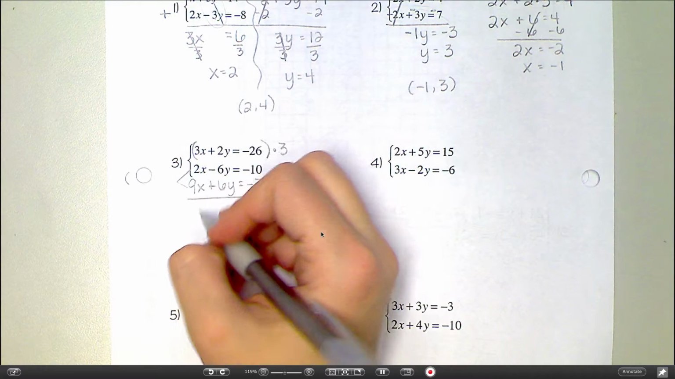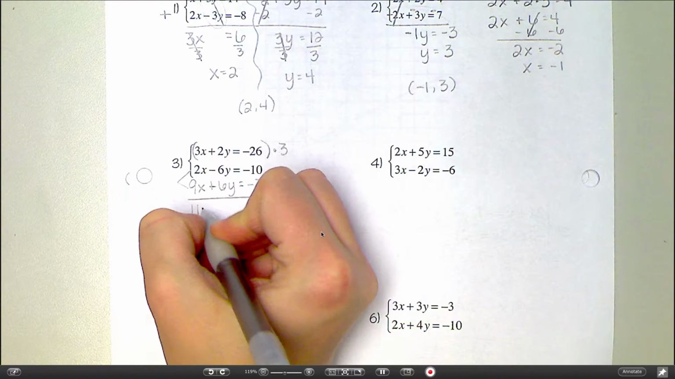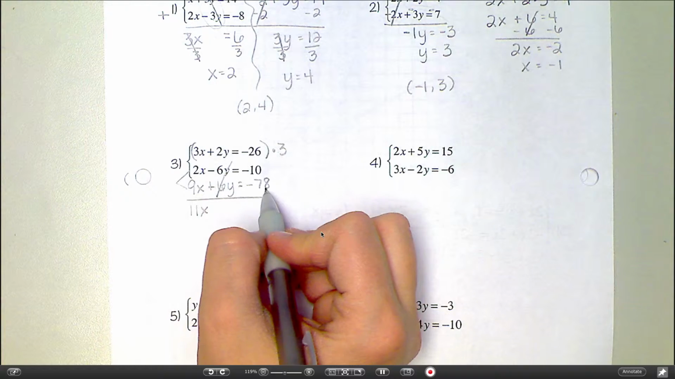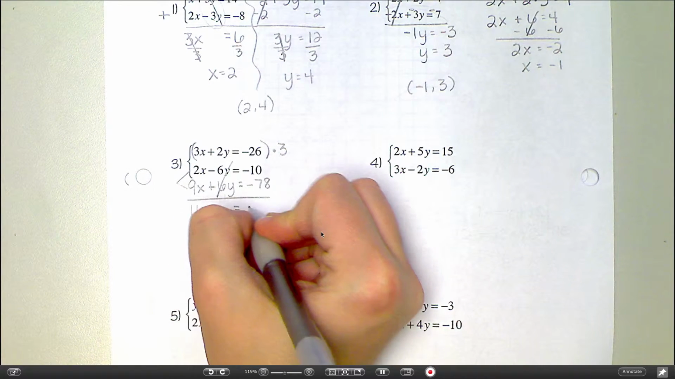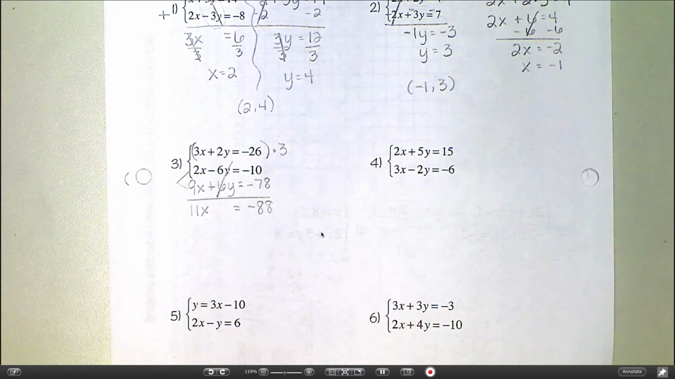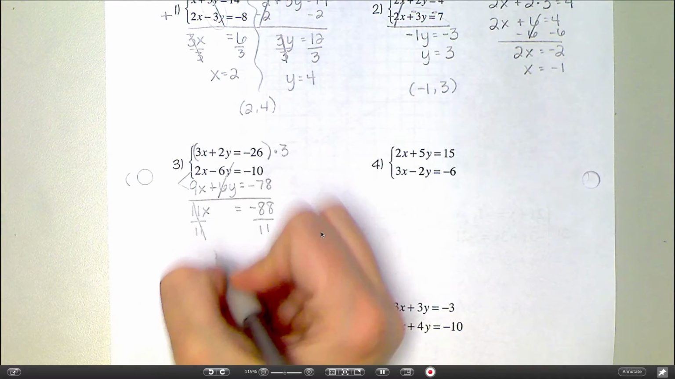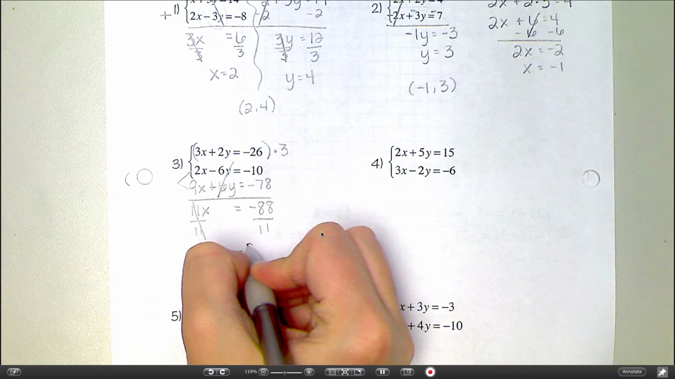Now I'm going to add together my two bottom equations. So I have 11x. Here I have something that cancels out. And negative 10 plus negative 78 is negative 88. Divide by 11. X equals negative 8.